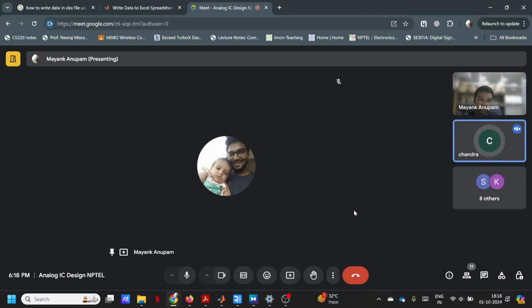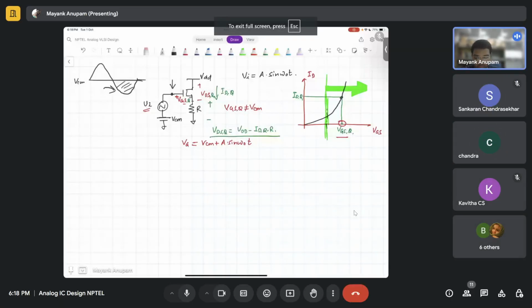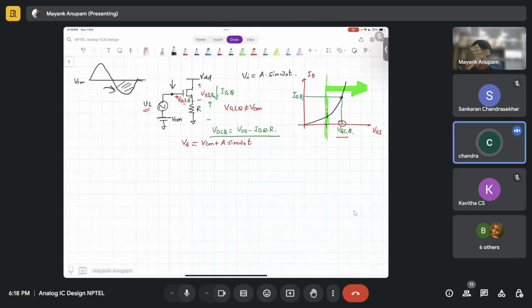And IR will also decrease. So basically, what is going to happen? IR, you are saying IR will decrease. Yes. IR will decrease, right?